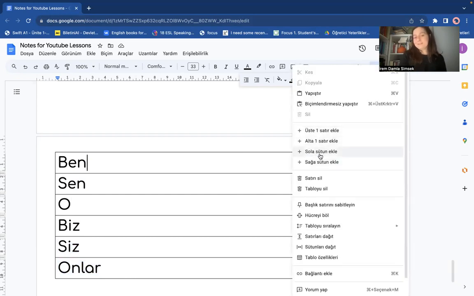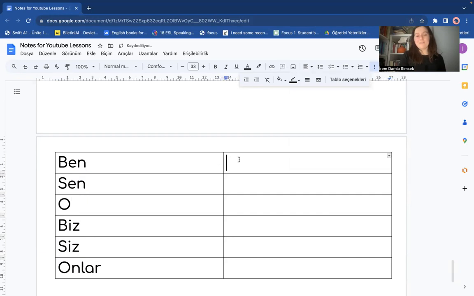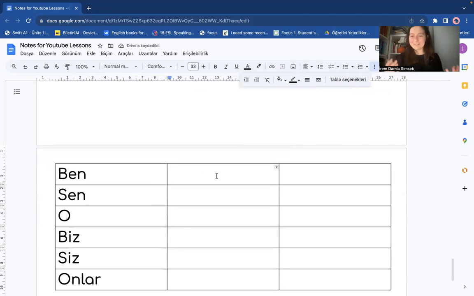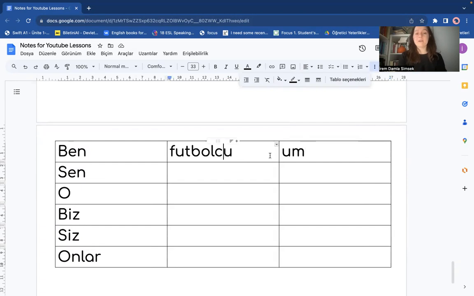So let's talk about another word. I think it was futbolcu. Yes, let's talk about jobs. Futbolcu ends with u. So we have four alternatives. Im, for first person singular. Ben futbolcu, but I have double vowels here. I have a vowel at the end of my word and a vowel at the beginning of my suffix. So what do I do here?